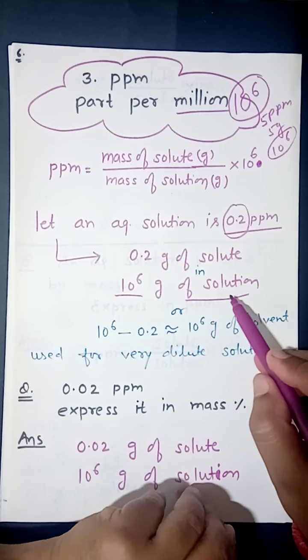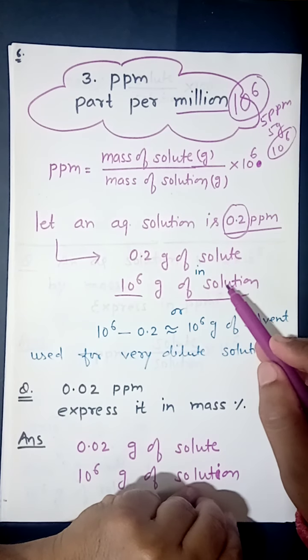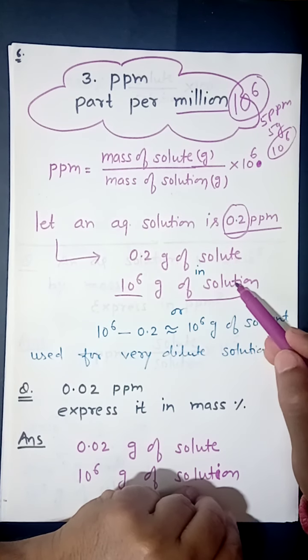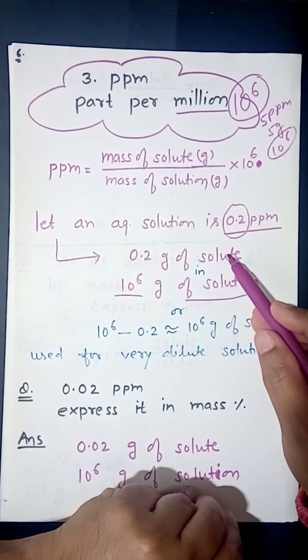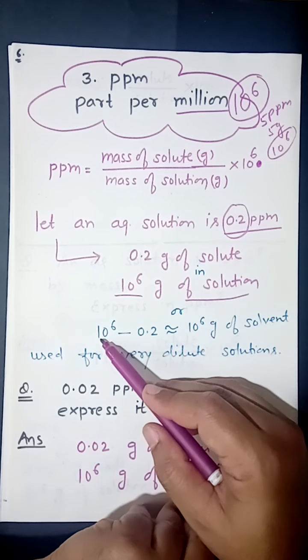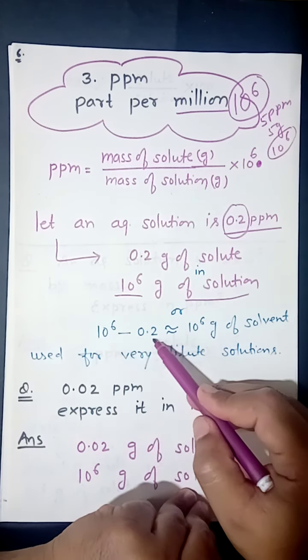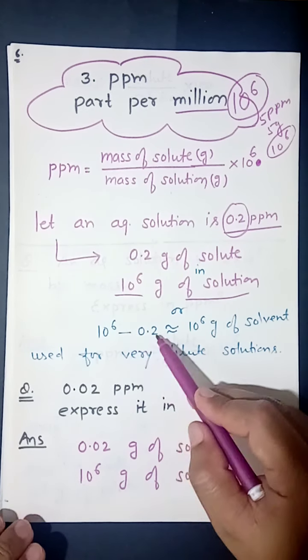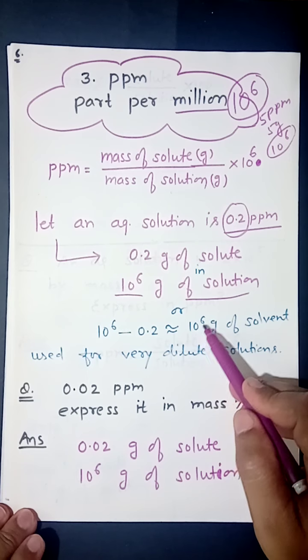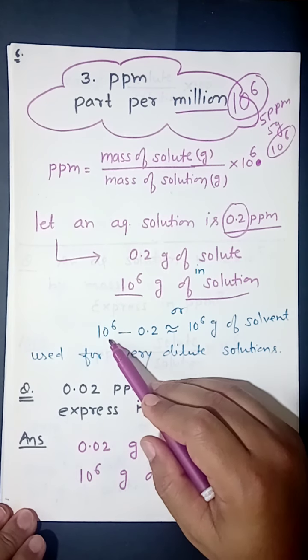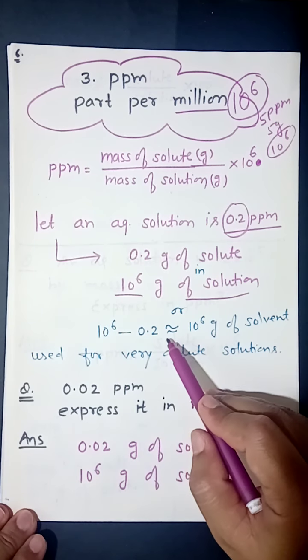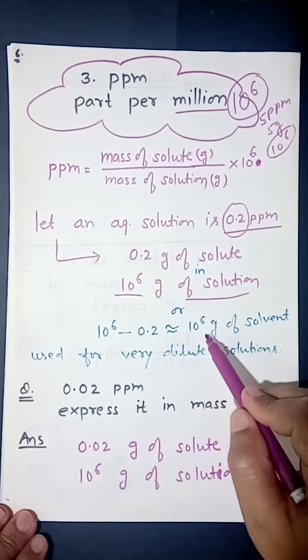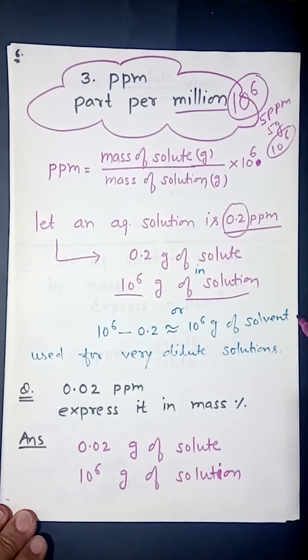Now when you need to calculate solvent, you need to subtract solute from solution. So 10 raised to power 6 is solution, 0.2 gram is solute. When you subtract this, it is almost 10 raised to power 6, because it is 1 million, 10 lakh, minus 0.2. So you can write almost 10 raised to power 6 gram of solvent. It is used for very, very dilute solution.